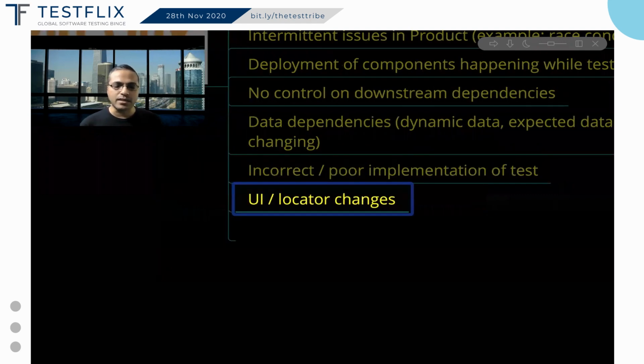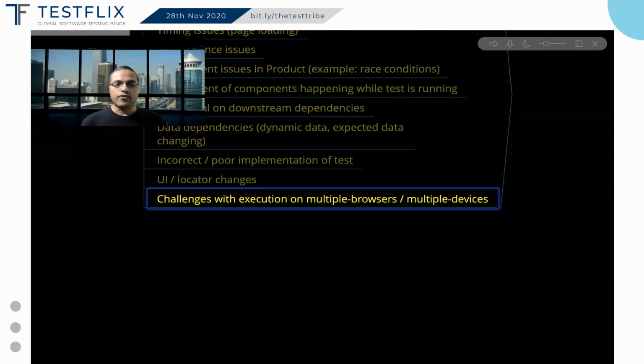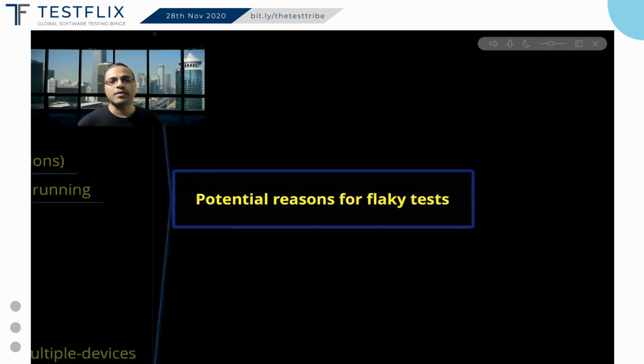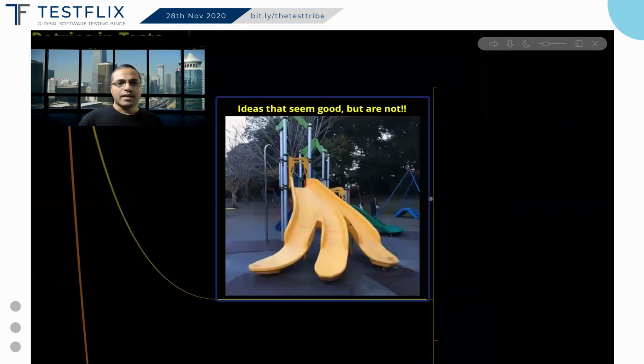in inconsistent behaviors. Of course, as the product evolves, the locator changes, and if you have not used your locator strategy wisely, you can have a lot of failures because of that. And of course, when you're running the tests on different browsers or on different devices, that can give different results as well. So these are some of the reasons that I can think of immediately when I think of why are tests flaky. Now, there are a lot of ideas that people propose that seem to be good initially, but are not really good. And I'll explain why.